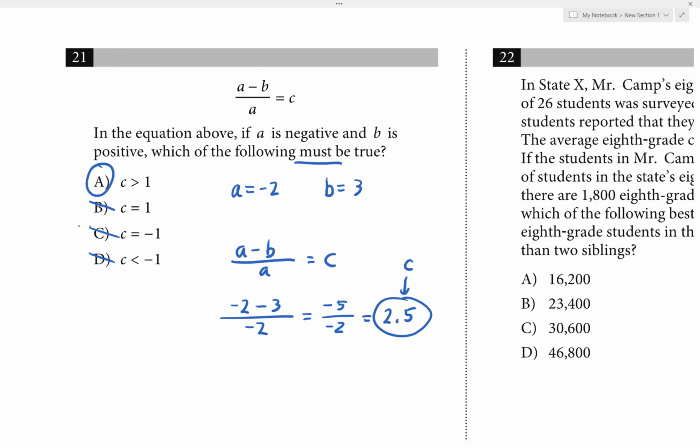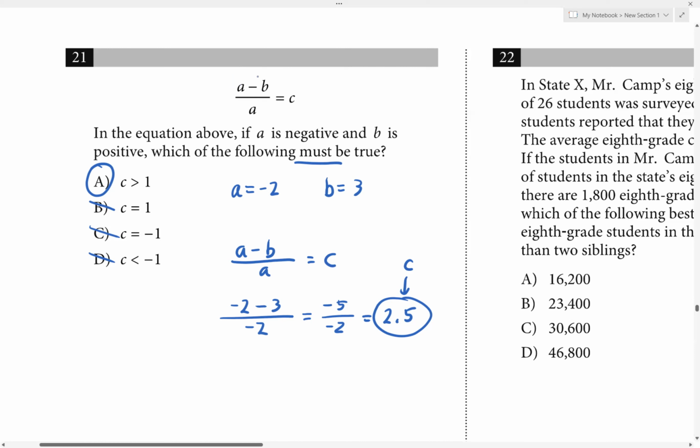And when you think about this, if A is negative and B is positive, then on the top there will be a negative number minus a positive, so we'll get more negative. So we have a negative number divided by another negative number, which will end up positive. And because we added a B value on the top, the top number is always going to be bigger than the bottom. So that's why the number should be greater than 1.